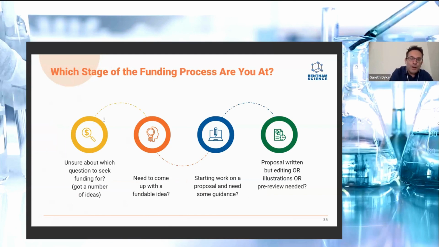Because as well, you are going to be at different phases of the funding process at different stages of your career. So you might be thinking, I'm unsure about which question to seek funding for. Got a number of ideas. I need to come up with a fundable idea. Perhaps you're starting work on a proposal and you need some guidance. Perhaps your proposal is written, but you need editing or illustration help or peer review support. So we are here to help. If you're at any of these stages and you'd like some assistance, do get in touch with us.